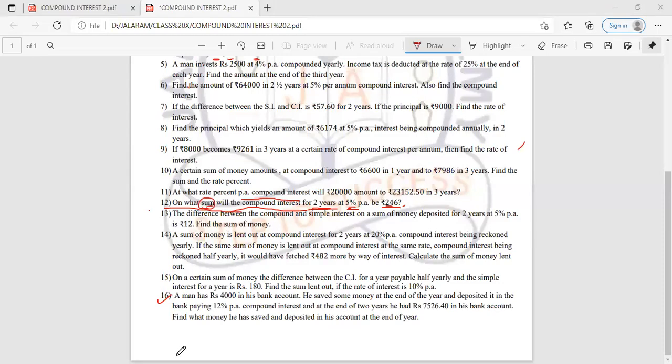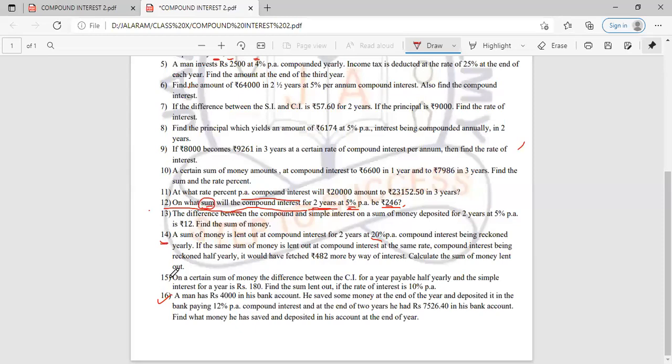So welcome back, students, for discussing some special cases in compound interest, like question number 14. A sum of money is lent out at compound interest for 2 years at 20% per annum, compound interest being reckoned yearly. If the same sum of money is lent out at compound interest at the same rate, compound interest being reckoned half yearly, it would have fetched rupees 482 more by way of interest. Calculate the sum of money lent out.